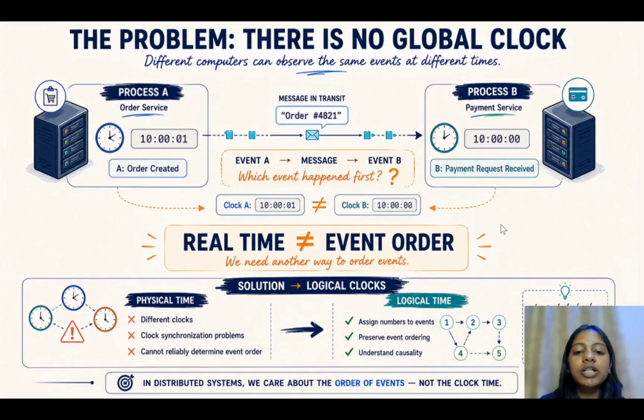This gives us the important idea. Real time is not equal to event order. Therefore, distributed systems need another way to understand the ordering of events, and the solution is logical clocks. Logical clocks do not measure actual real-world time. Instead, they help us establish meaningful relationships between events.